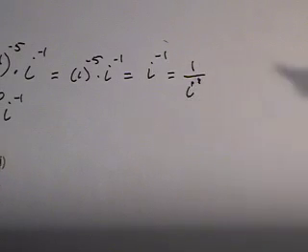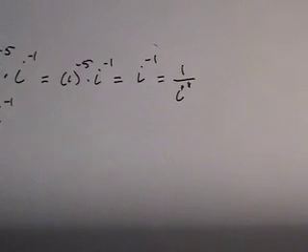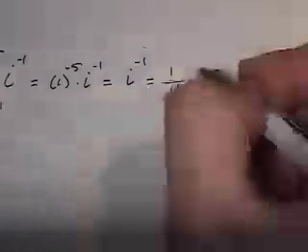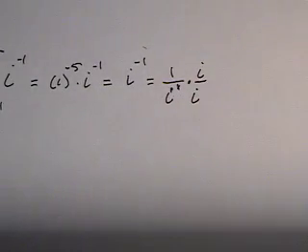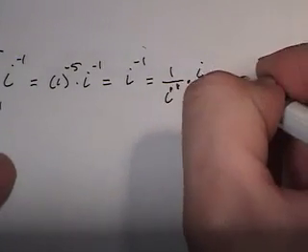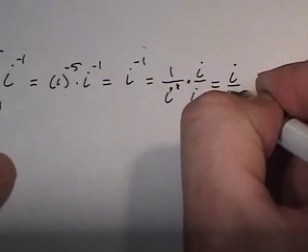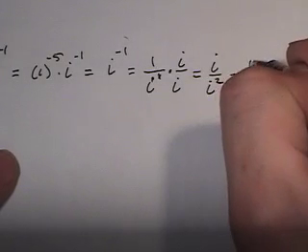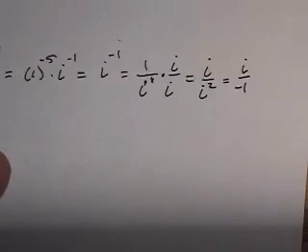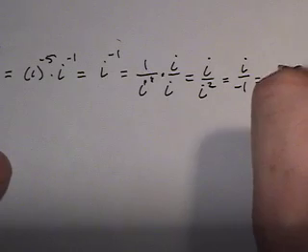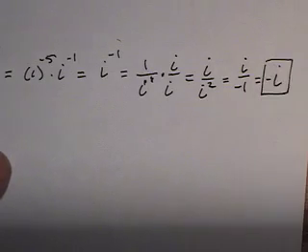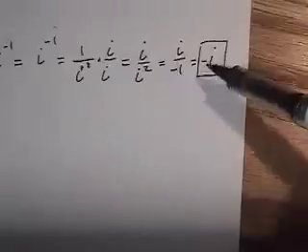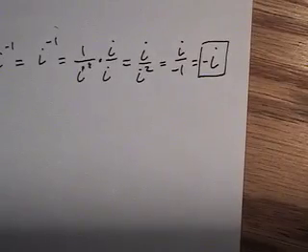Well, you can't leave i's on the bottom. They're like radicals in the sense that you shouldn't have them on the bottom. All right, so what I have to do to get rid of the i is I'll multiply top and bottom by i. You get i over i squared. Remember, i squared is -1. So anything divided by -1 is just negative. All right, so it turns out that i to the negative 21st is just negative i.